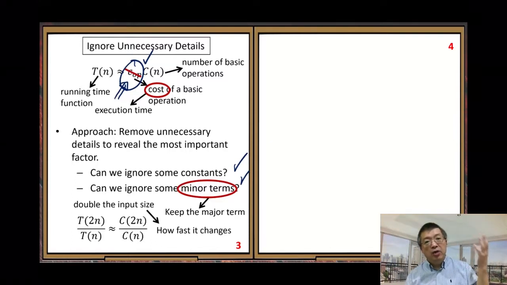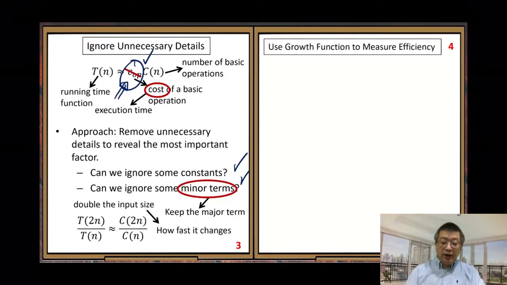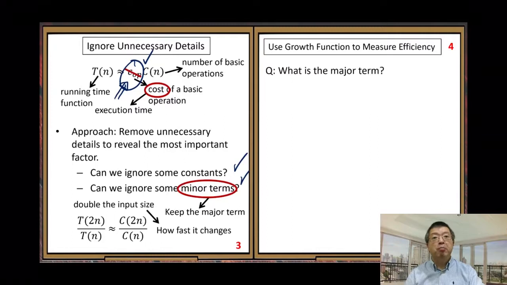Now, let me recall the dominant term we learned in the previous video. That term is dominant. Here we will look at that another time, because here we can see that better. The dominant term and growth function are closely related. Here, we use growth function to measure efficiency. Question: what is the major term?